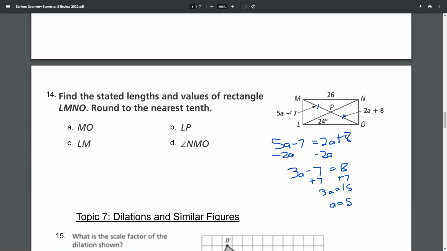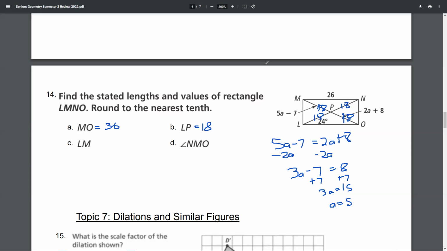We can then substitute the 5 back in. 5 times 5 is 25, minus 7 is going to be 18. And then 2 times 5 is 10, 10 plus 8 is 18. All right, if we do 18 plus 18, that's going to be MO, which is 36. LP is 18. Right, the diagonals of a rectangle are congruent. So LN is also 36, and then the two pieces are 18 and 18.